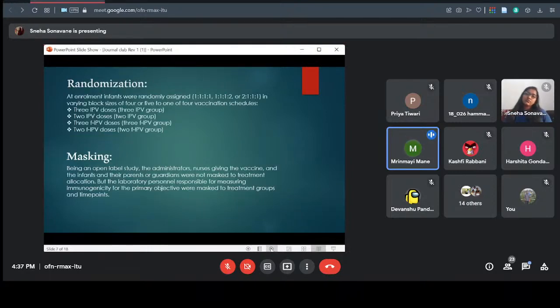So 4 groups were made based on 4 vaccination schedules: the 3 IPV dose group, 2 IPV dose group, 3 fractional IPV dose group, and 2 fractional IPV dose group. After enrollment, the infants were randomly assigned into one of these 4 groups using computer-generated block randomization. As this is an open-label study, the administrator, nurses giving the vaccine, and the infants and their parents or guardians were not masked to the treatment allocation, which means they were aware of the group they were allocated. But the laboratory personnel responsible for measuring the immunogenicity were masked, which means they were not aware of the treatment groups or the time points. Next slide.